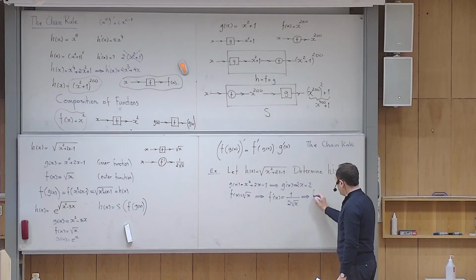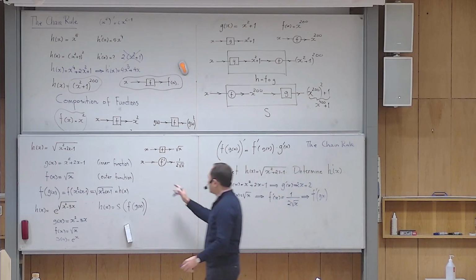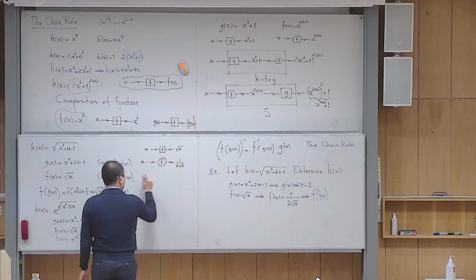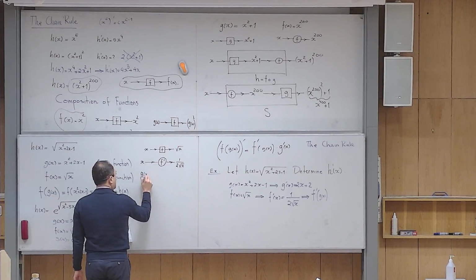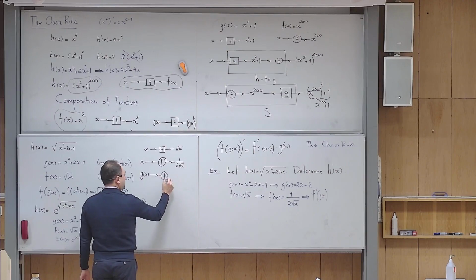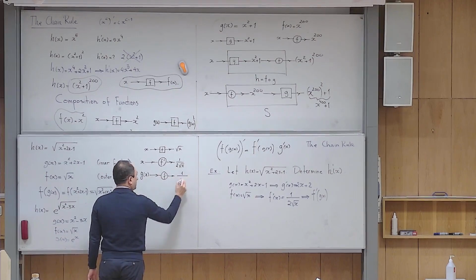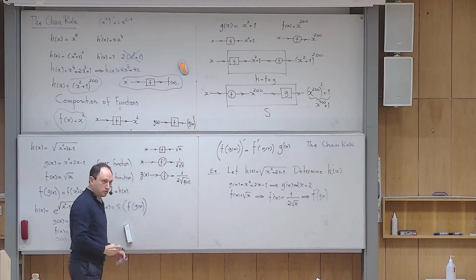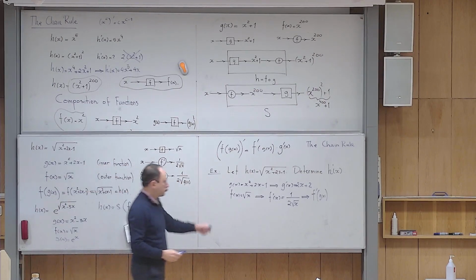So f prime of g of x you need to calculate. This means that instead of sending x to this machine, you are sending g of x to the same machine. So what do you get in return? 1 over 2 square root of g of x, yes? So let me just write it first.